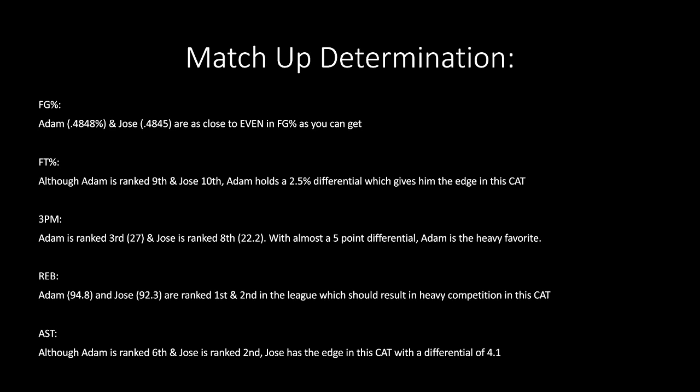All right, in the assist category, although Adam is ranked 6th and Jose is ranked 2nd, Jose has an edge in this category with a differential of 4.1, which is enough. 4.1 is enough where Jose should likely win this category.